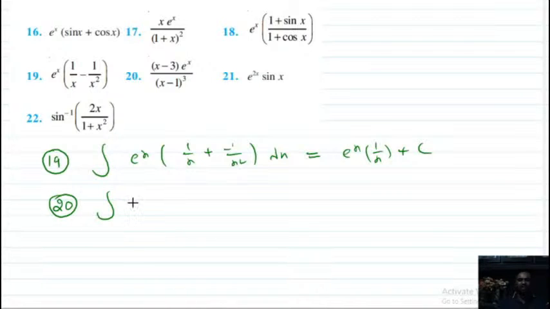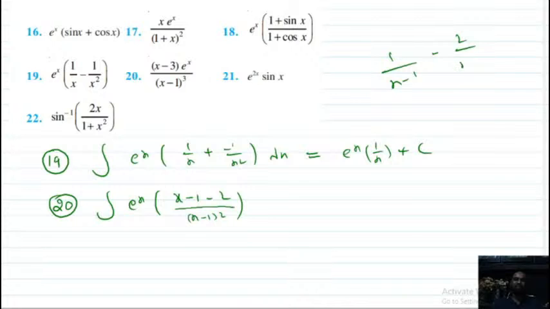Since e^x is involved, we need to convert the inner function to the form f(x) plus f'(x). I can write it as f(x) into (x minus 1 minus 2)/(x minus 1)²; first step. So I will explain here: 1/(x minus 1) minus 2/(x minus 1)². Observe the derivative of this function. Anything wrong? Here the cube is given, so the square will appear here.